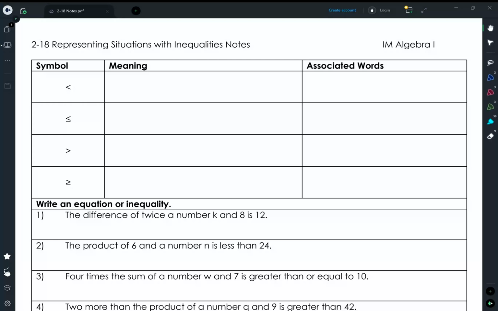Hello class, these are our notes for section 218, representing situations with inequalities notes. This is for our IM Algebra 1. So we're starting out with all these different symbols. So hopefully you recognize some of them.